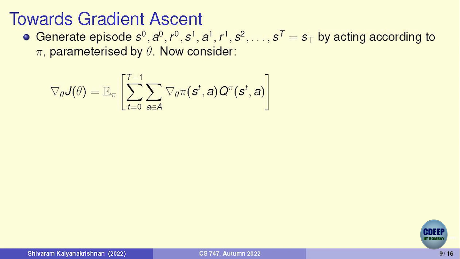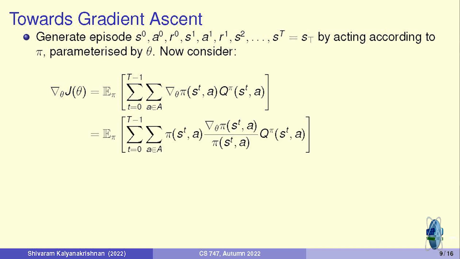Okay, so if we don't have pi of S_t, A_t over here, we bring it in, okay? So I'm multiplying and dividing now. The same thing, I've not changed anything, right? Instead of just this gradient of pi times Q, I'm going to have pi of S_t, A_t times gradient of pi of S_t, A_t divided by pi of S_t, A_t, times Q. I've just multiplied and divided by this thing over here.